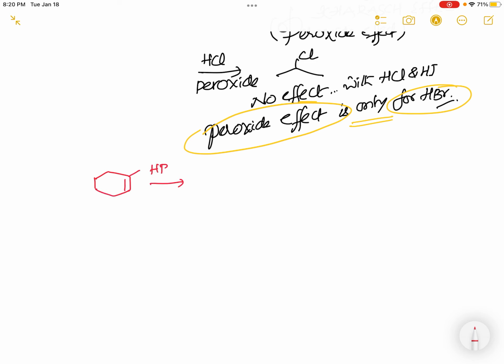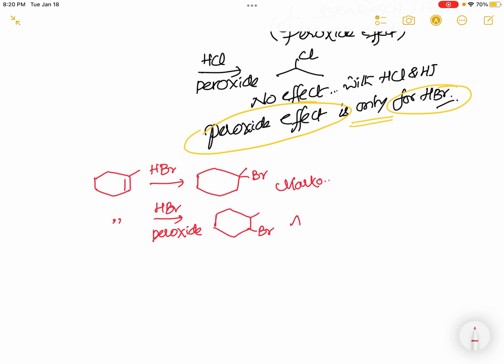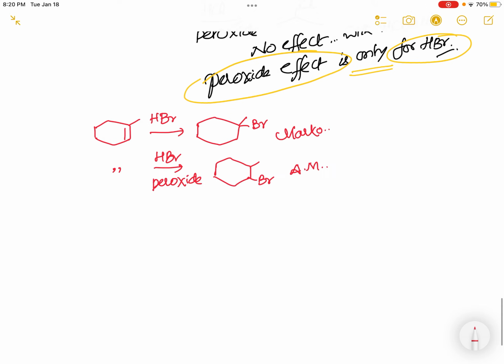If you are using only HBr, the double bond will go and bromine is added here. But if you are using the same compound with HBr in the presence of peroxide, you get anti-Markovnikov addition. This is Markovnikov's, this is anti-Markovnikov's. Very important: HBr in the presence of peroxide, you can expect this reaction.